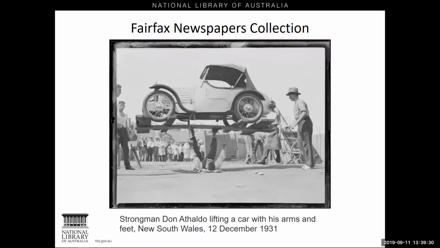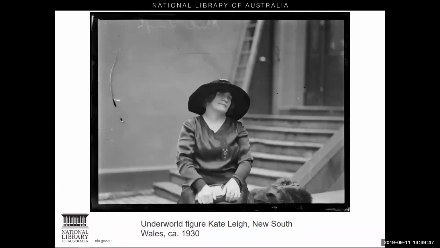In addition to individual photographers, we also hold collections from major media bodies such as Fairfax. In this instance, this is the Fairfax archive of glass plate negatives, about 18,000 images all up in our collection. These were images taken by Fairfax photographers, trying to capture the perfect image to correspond with an article for the daily newspaper. Here we can see underworld figure Kate Leigh.